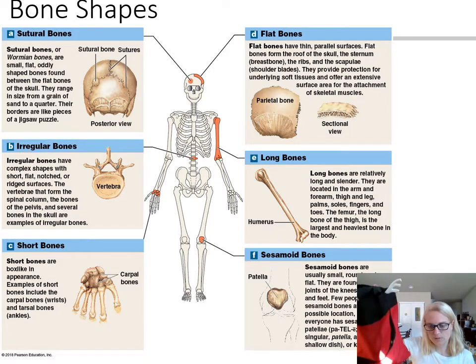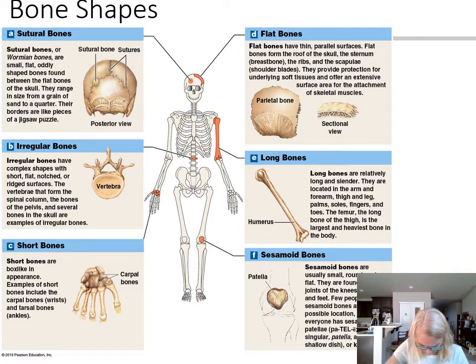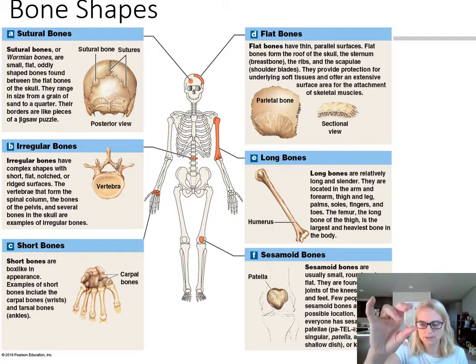Here's my bag of bones. Let me see if I can find real quick the sesamoid. It's probably down way at the bottom. There we go. So this is your sesamoid. This is your kneecap. It kind of looks like a sesame seed, I guess. You only have two of those.